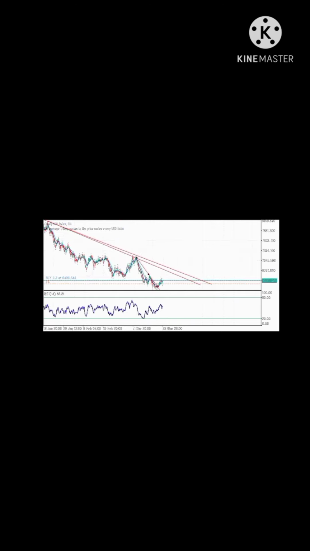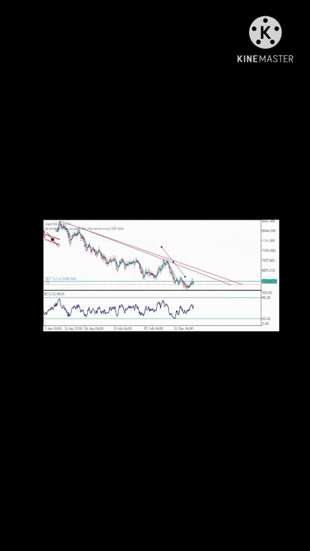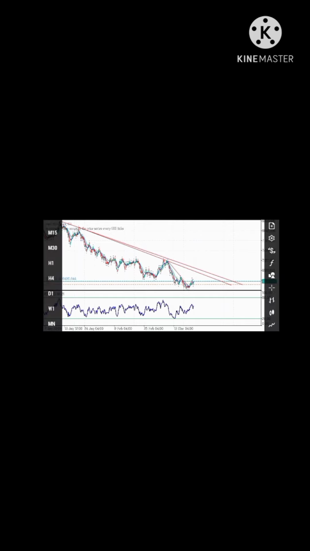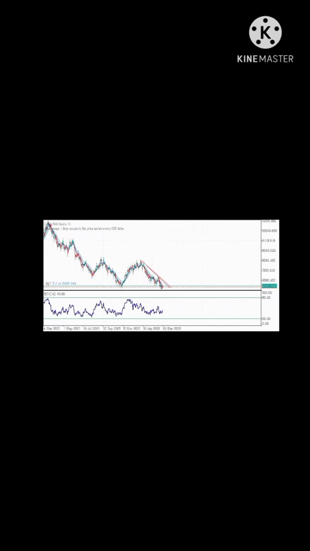Okay. Then on 4 hour time frame, I've determined the trend of the market. The overall trend is downtrend, but the current trend is uptrend. Then the next thing to know, to determine, is the last breakout.